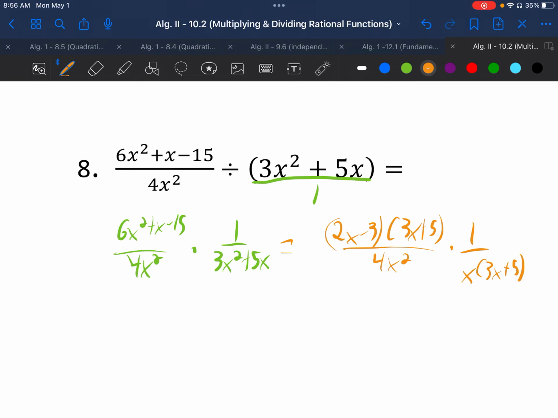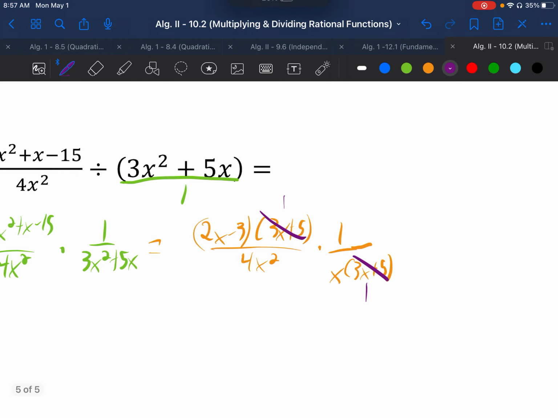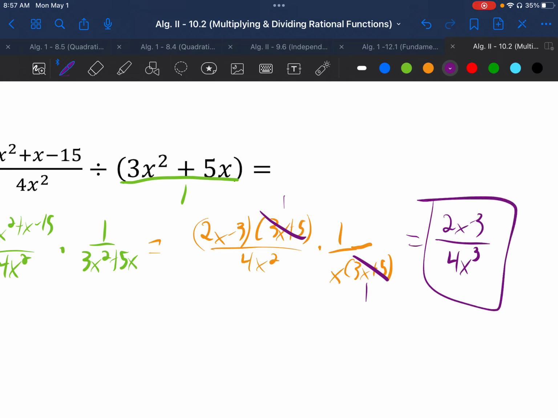And now we look to reduce, aka divide. So we divide multiplication. And I have a 3x plus 5, a 3x plus 5, reduced to 1 and 1. And that's actually all that reduces here. So on the top, you're left with 2x minus 3 and a bunch of 1s. On the bottom, you're left with 4x squared and x, giving you 4x to the third. Because once again, we add the exponents when you multiply x's, or bases in general.